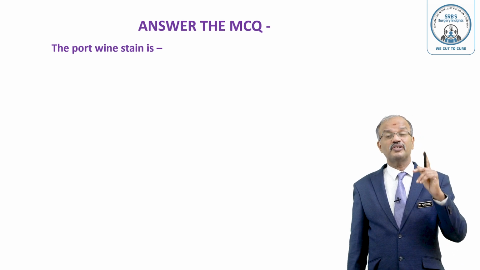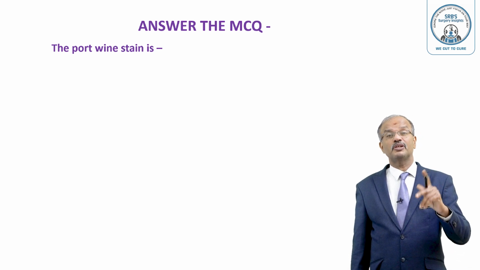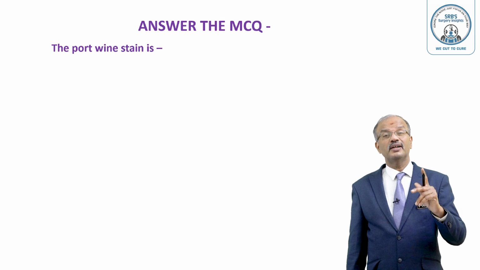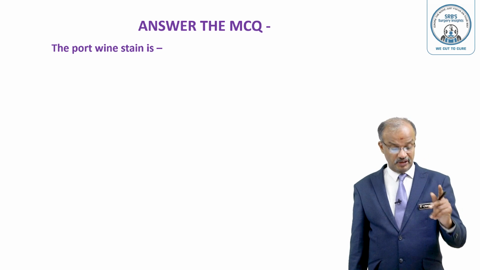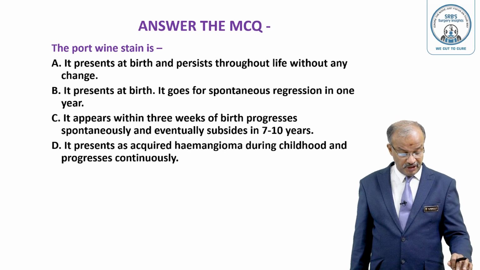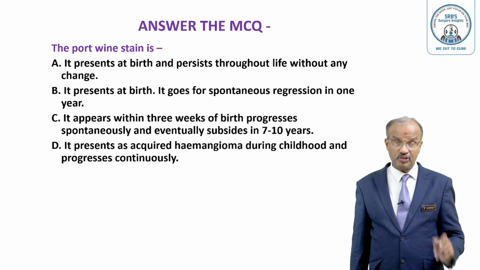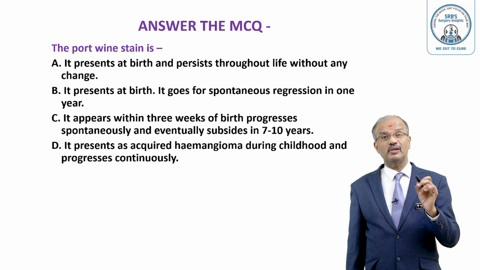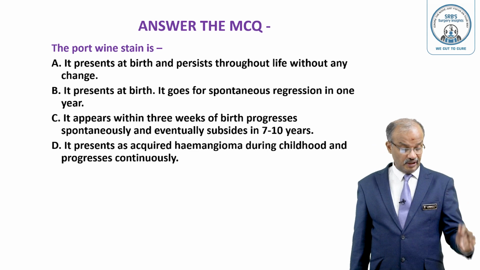Also have my SRB's Manual of Surgery and Clinical Methods in Surgery. It is more than sufficient to have an idea of surgery, for practical exams, NEET, everything. So answer the MCQ. I'll get back to you. I'll acknowledge your answer. The port wine stain is A, B, C, D. Put the right answer in the comment box. I'll appreciate your answer and give the right answer.